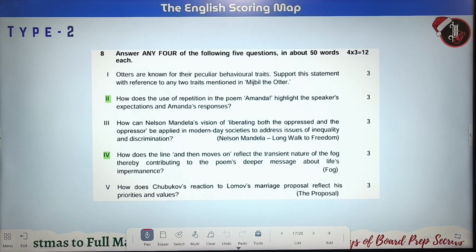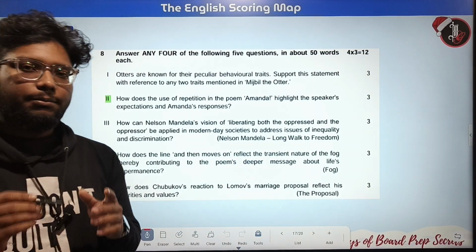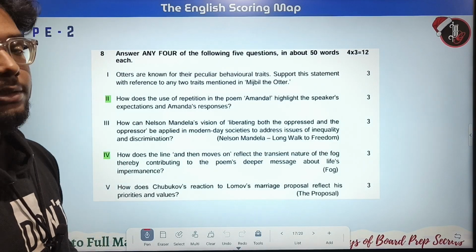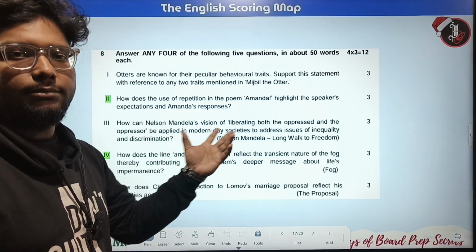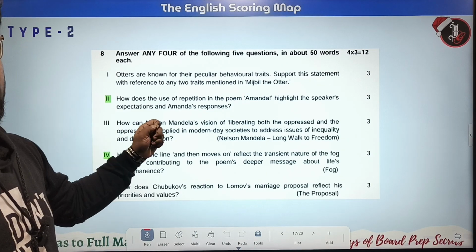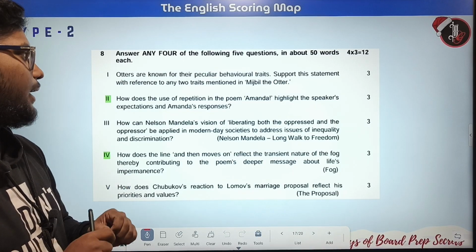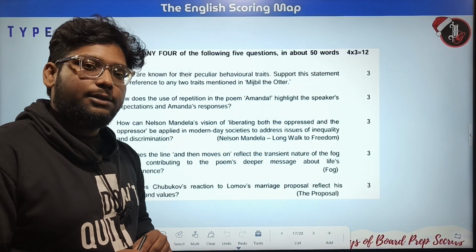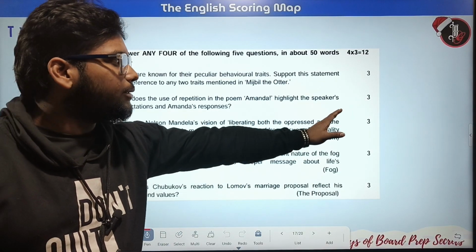How does the use of repetition in the poem Amanda highlight the speaker's expectations and Amanda's response? Now, since this question is of 3 marks, we can answer a bit lengthy. We can use some words. We can start by writing "In the poem Amanda" or by the poet's name and start writing the whole answer. Do we have to give the exact way the parents scolded Amanda? No, not at all. We just have to write the gist, since it's a 3 marks question.